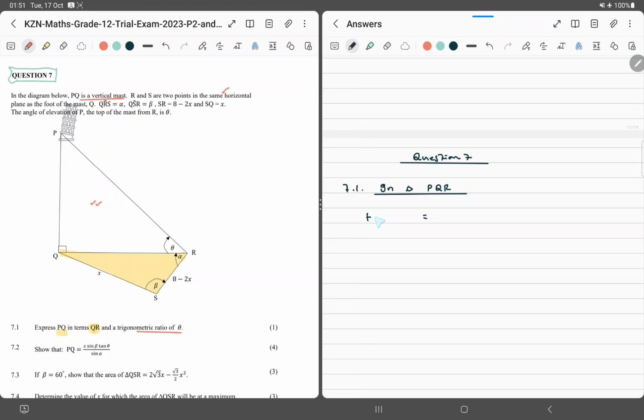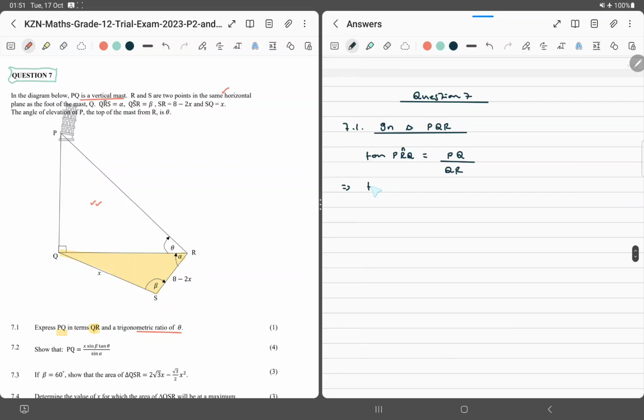So this should be tan of that angle PRQ, because now that would be opposite, which is PQ, which is what we're looking for, over adjacent, which is QR. So that's better. Then we simply substitute. So tan of theta is going to be equal to PQ, which is our interest, over QR. So this is over 1, so we cross multiply and do the division. So PQ is going to be QR times tan theta. So we have expressed it as a product of QR and a trigonometric ratio of theta.